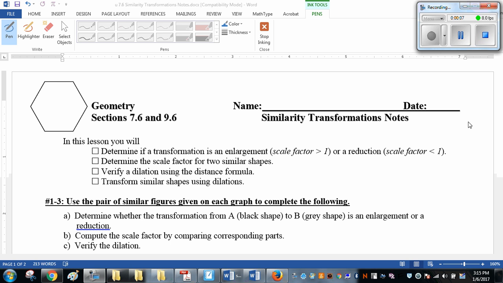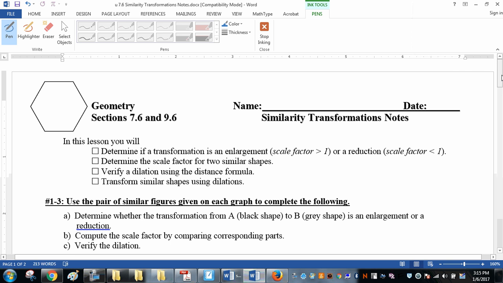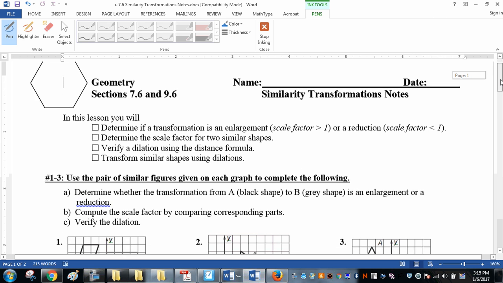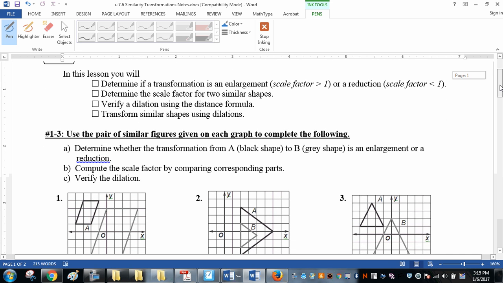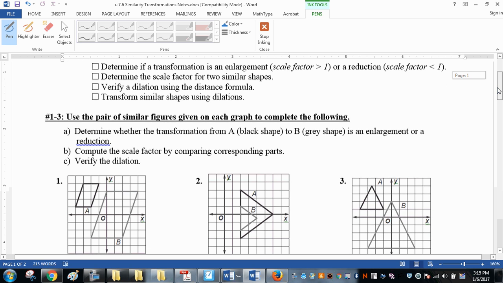In this section, we're going to be looking at transformations where we take an initial shape, multiply it by a scale factor, and either enlarge it or reduce it. We're first going to start by determining a scale factor, which means what do we have to multiply that initial shape by to get the second one? This is called a dilation. A dilation takes a figure and makes it bigger or smaller.